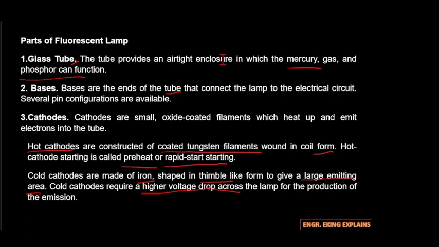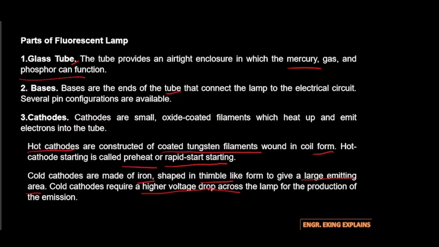Bases: the base of a fluorescent lamp is found at the ends of the tube. It connects the lamp to the electrical circuit. Several pin configurations are available. Cathodes are small oxide coated filaments which heat up and emit electrons into the tube.